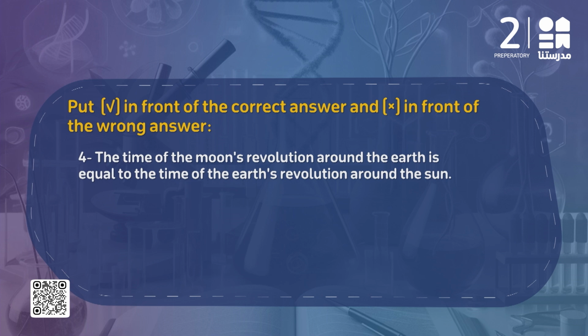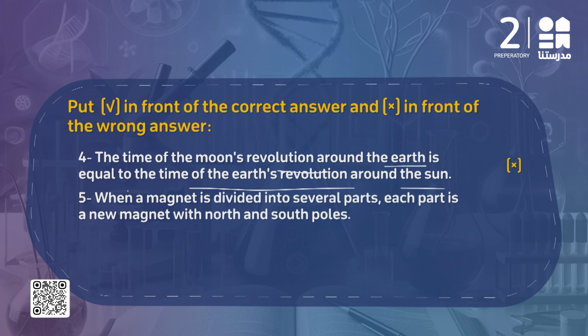Question number 4 says: the time of the moon's revolution around the earth is equal to the time of the earth's revolution around the sun. This statement is not correct, because the cycle, the path or the orbit of the moon around the earth is totally different from the orbit of the earth around the sun.